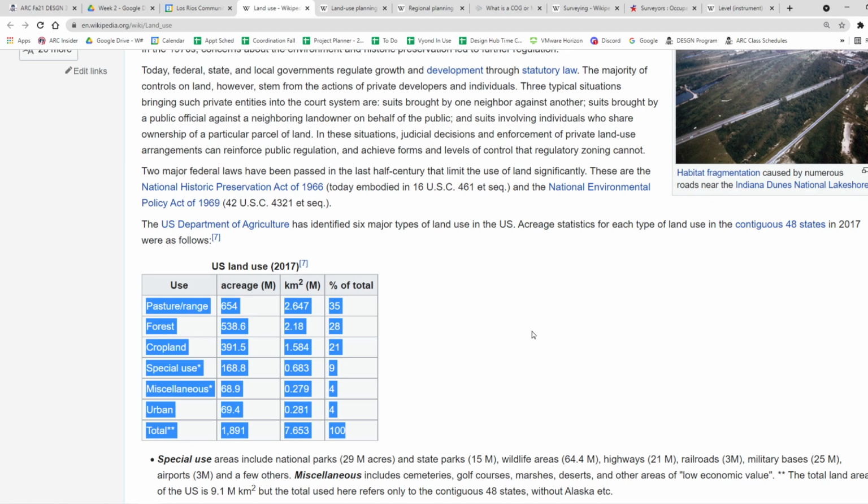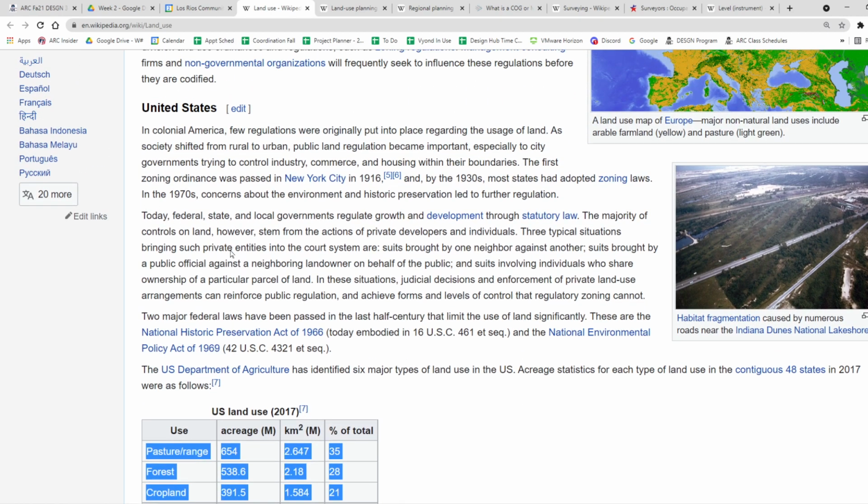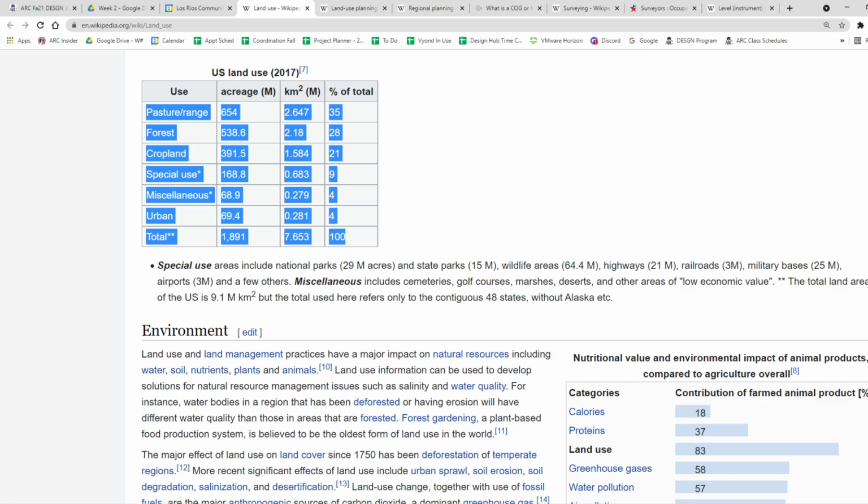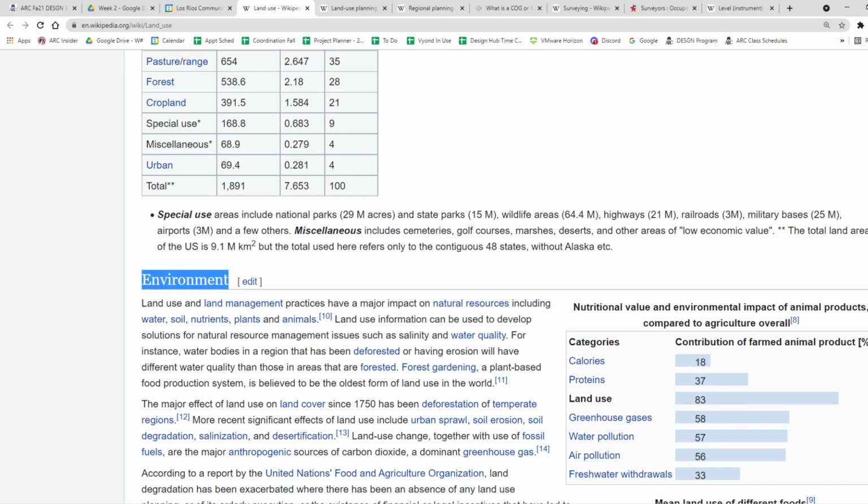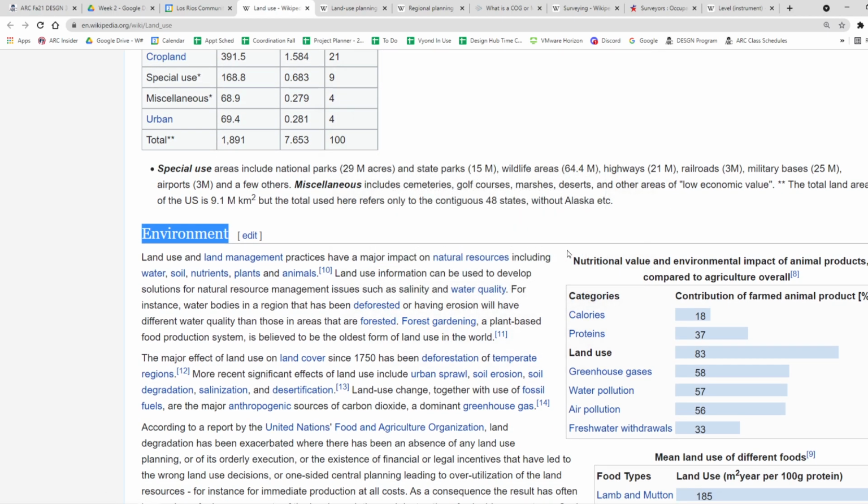Okay, so that's important. It has a lot to do with the environment, right? Major impact on environment: water, soil, nutrients, plants, animals. Of course, we also know our air, and I should call it our atmosphere rather than our air. And those things are pretty important.